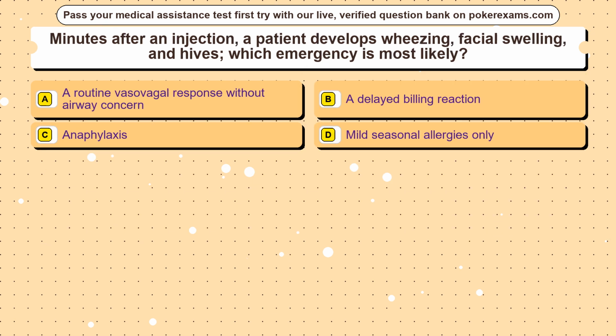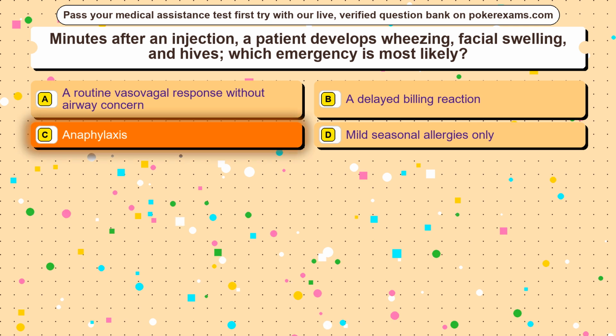Question 90. Minutes after an injection, a patient develops wheezing, facial swelling, and hives. Which emergency is most likely? Option A, a routine vasovagal response without airway concern. Option B, a delayed billing reaction. Option C, anaphylaxis. Option D, mild seasonal allergies only.